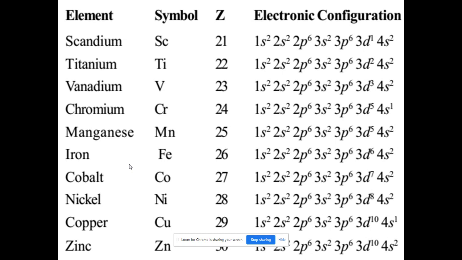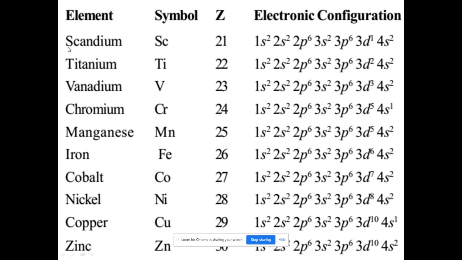All of you know that the electronic configuration of an element is the arrangement of electrons in the orbitals. All of you know the four orbitals. What are they? They are s, p, d, f. Now, looking into the electronic configuration of 3d series elements.